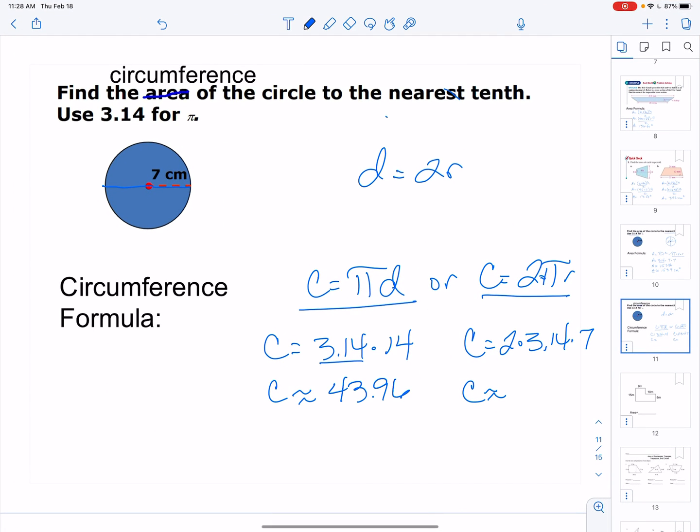Again, we've got some rounding rules, round to the nearest tenth. So that means my circumference is going to be 44 centimeters. Since circumference is just a distance around, like perimeter, it's not centimeters squared, it's just centimeters. And on the other one, I would get the same exact thing, 43.96, which would give me 44 centimeters, because we know this 6 is going to bump the 9 to a 10, which then bumps the 3 to a 4. So that's how we find area and circumference.